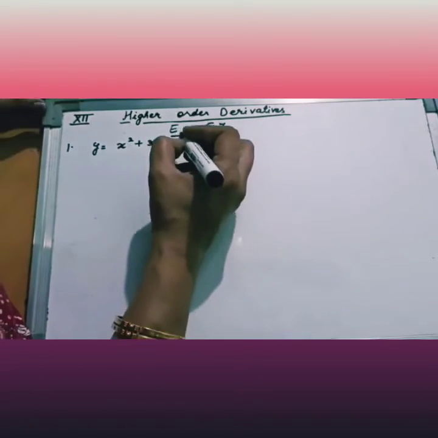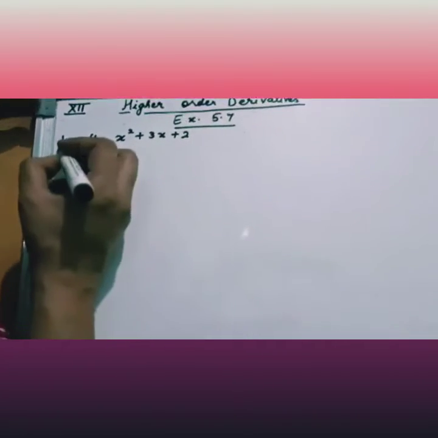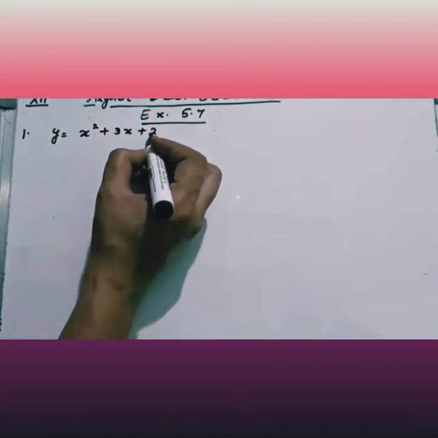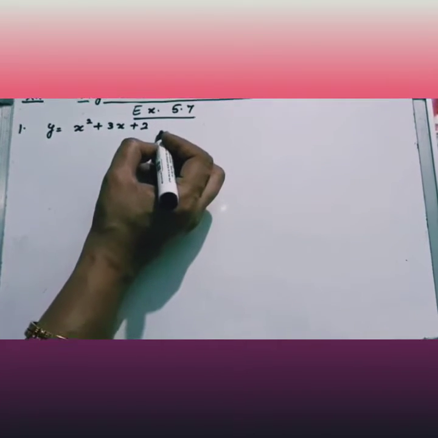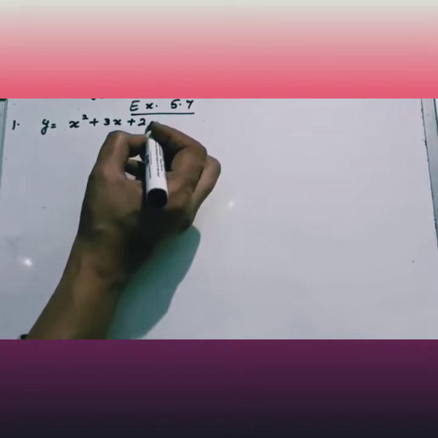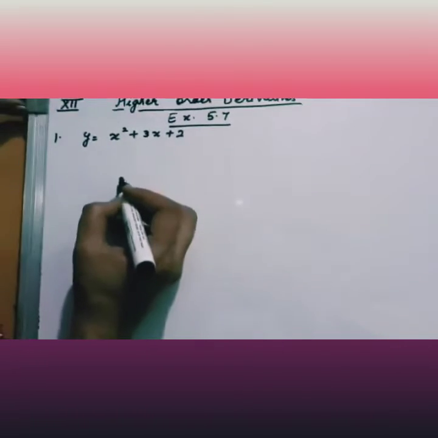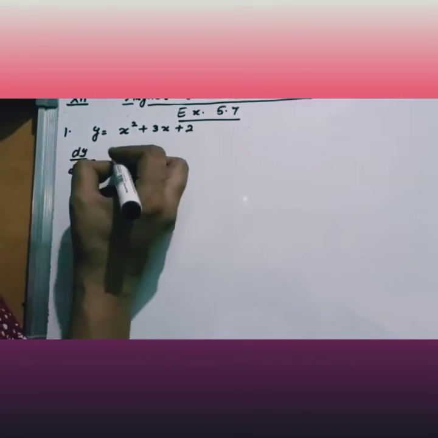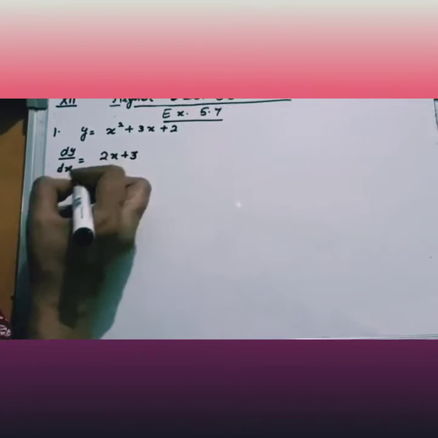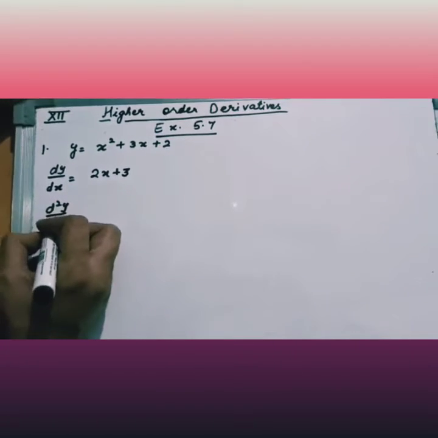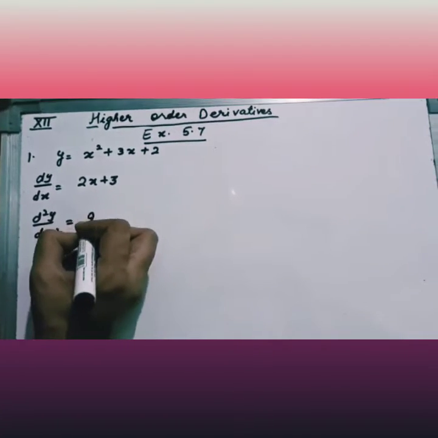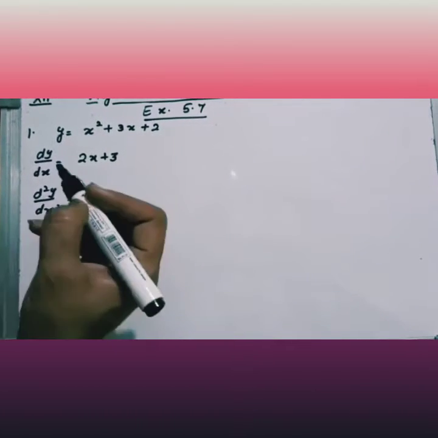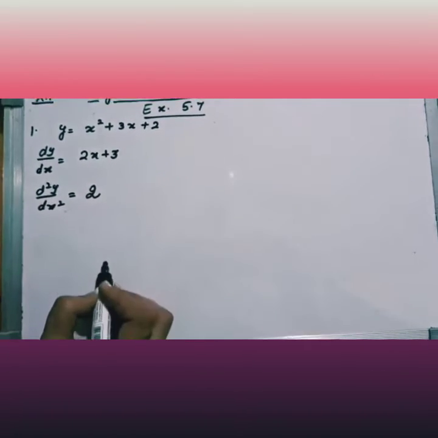Now we start with exercise 5.7. First question is y is equal to x square plus 3x plus 2. In this exercise, question number 1 to question number 10, in all questions we have to find the second order derivative. So first we write dy by dx, that is 2x plus 3. Then if we again differentiate this, it will be 2. Derivative of 3 is 0. And if you again differentiate, then third order derivative is 0.